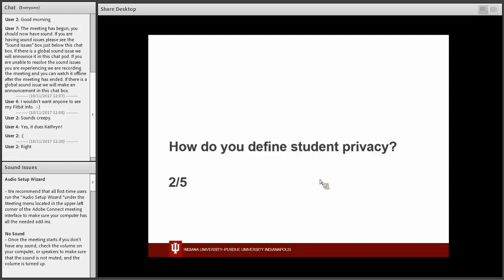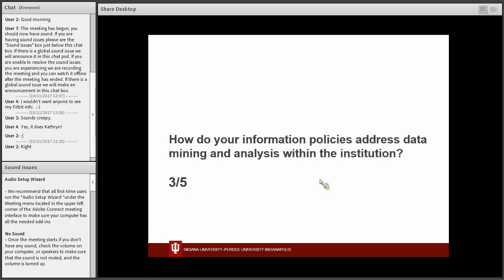Second, how do you actually define student privacy? Third, how do your information policies as they currently stand at your library address data mining and analysis within the institution?